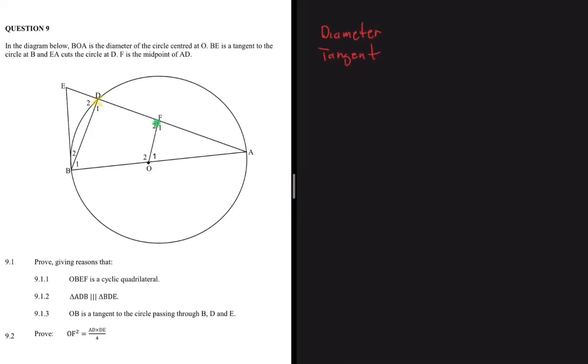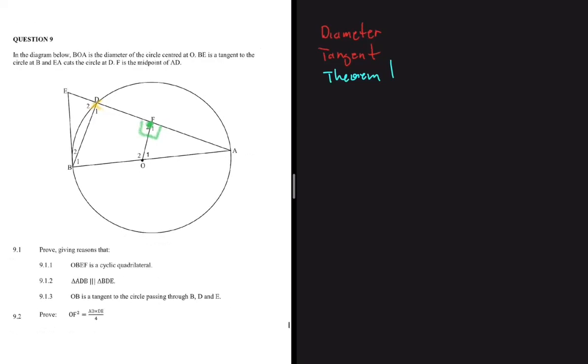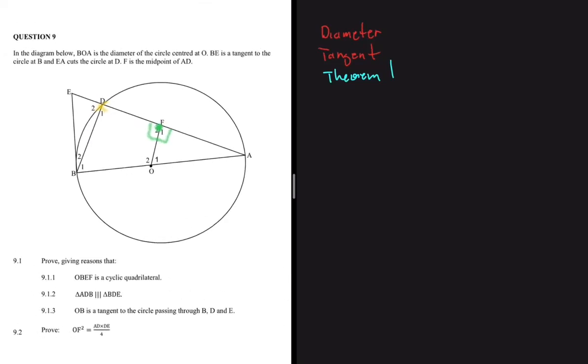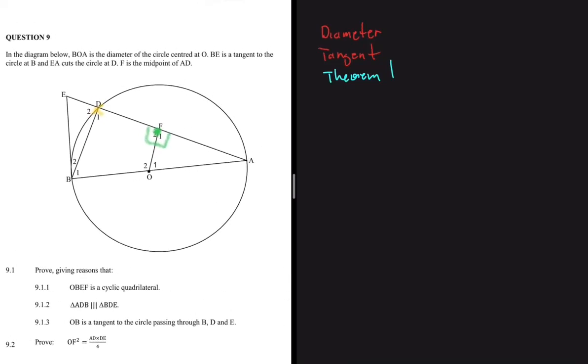If F is the midpoint of AD, then this angle here should be 90 degrees, and this angle should also be 90 degrees because of theorem 1. So let's write that down. We also have theorem 1. And then that's all the information we have, right? We don't have anything else. So we should be able to get the 11 marks for this question only using these 3 statements.